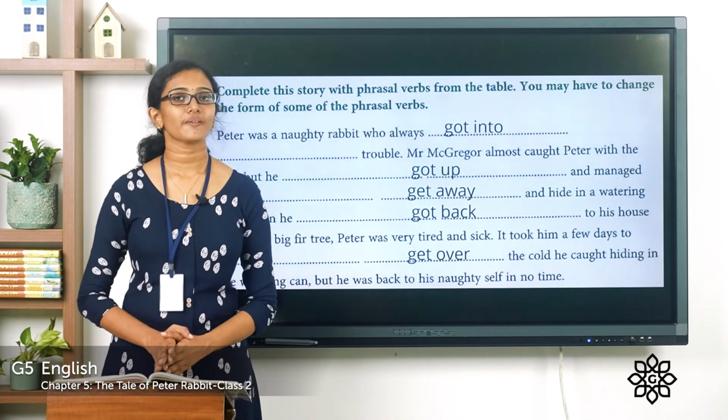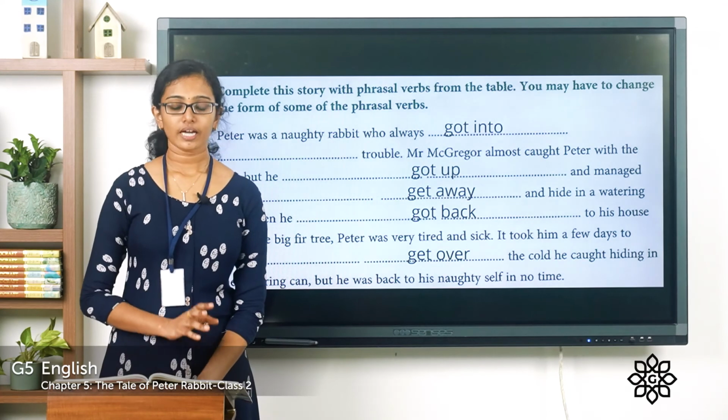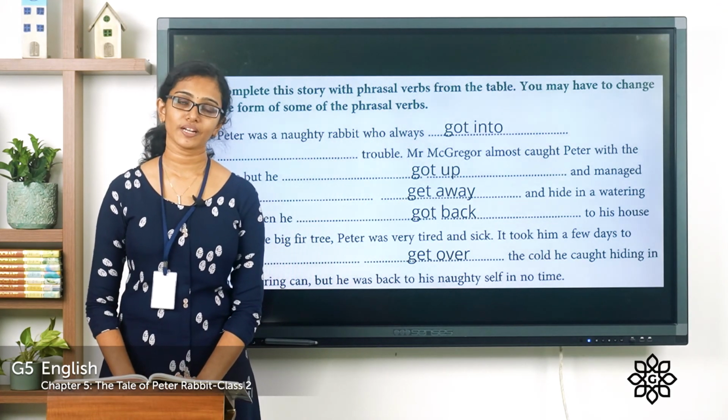So I hope you got all the answers correct. So children, you can go through this exercise once again to make yourself clear with the concepts and the story.